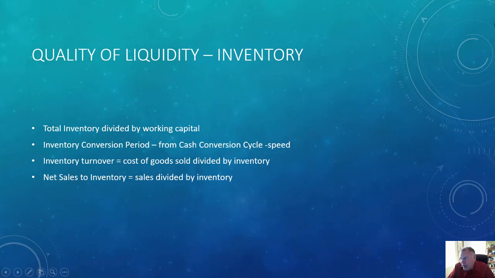So the first thing we're looking at with inventory is total inventory divided by working capital. What percentage of working capital is by inventory? We don't want to see a huge percentage of working capital come from inventory because that may slow us down and may require more. Okay, so we look at the inventory conversion period, right from the cash conversion cycle, to speed. We look at inventory turnover, cost of goods sold divided by inventory. We take a look at it relative to net sales to inventory, sales divided by inventory.